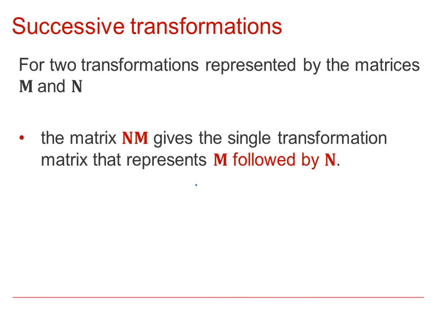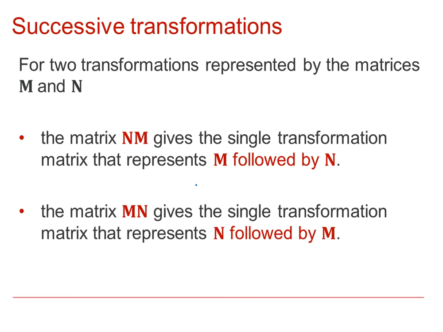So just to summarise, we've got two matrices called M and N. The matrix NM gives a single matrix which represents applying M followed by matrix N. The matrix MN gives a single transformation which represents applying matrix N followed by matrix M.